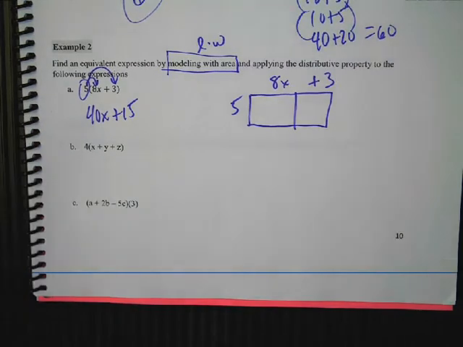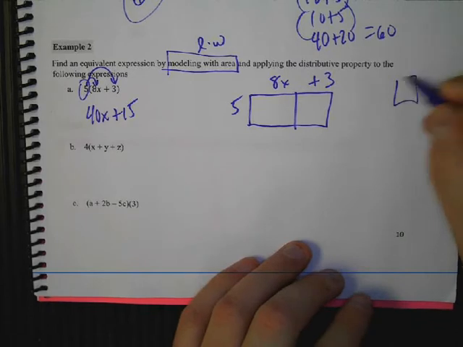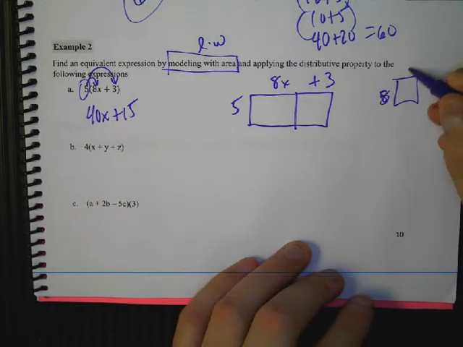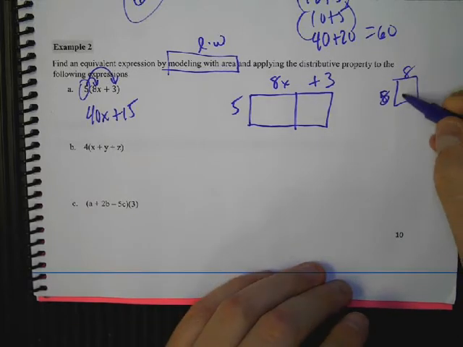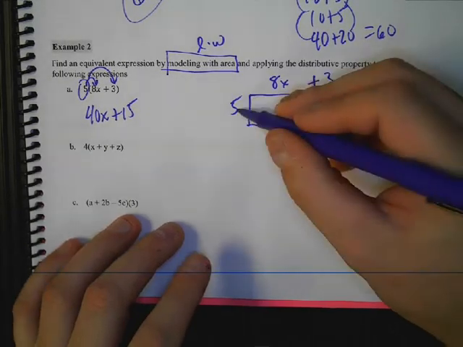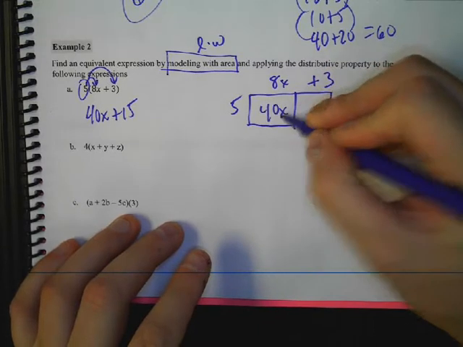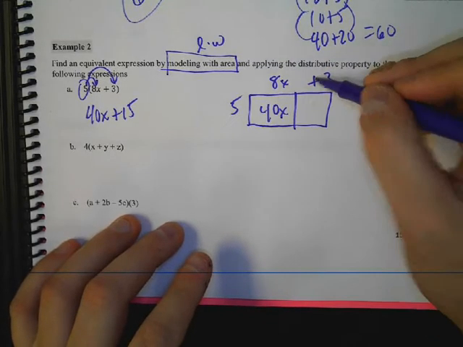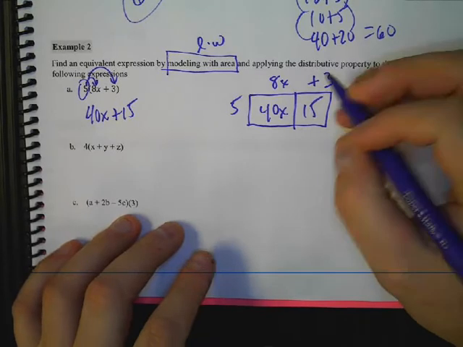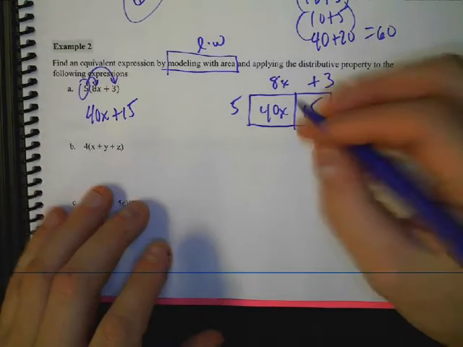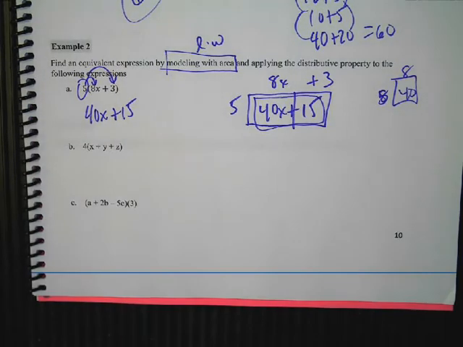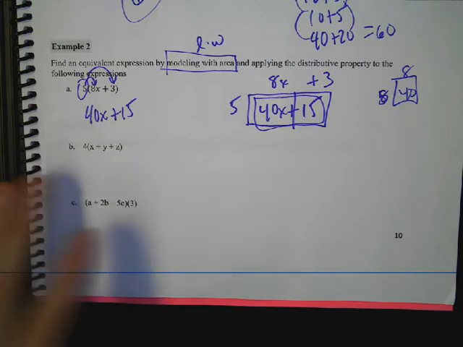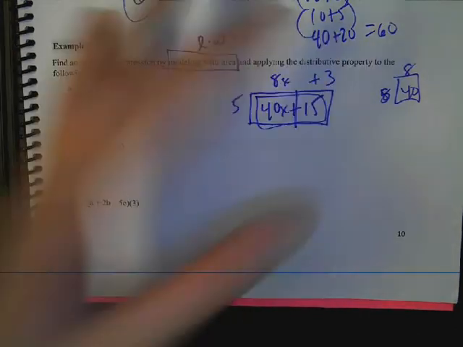Now to find the area of something, like if I had a 5 by 8 rectangle, okay, this is not drawn to scale, the area of this would be 40. Well, here I'm going to take 5 times 8x, and I'm going to have 40x. And then I'm going to take 5 times 3, which is 15. And when I add these two areas together, I get 40x plus 15. All right, so it's just another way to look at this for those of you that need a more visual representation.